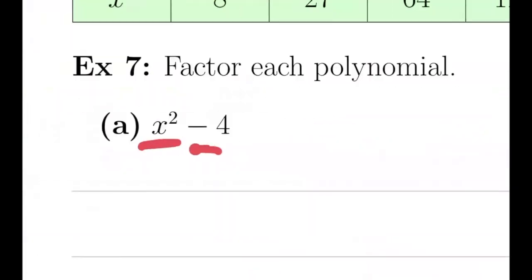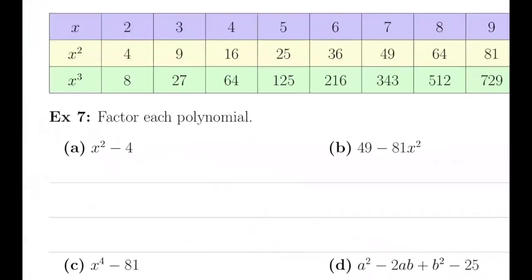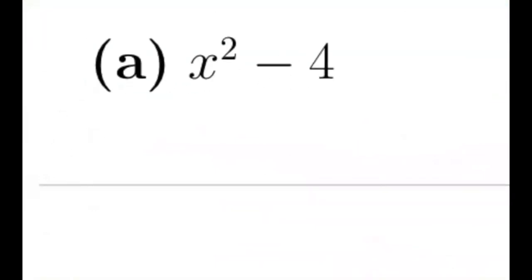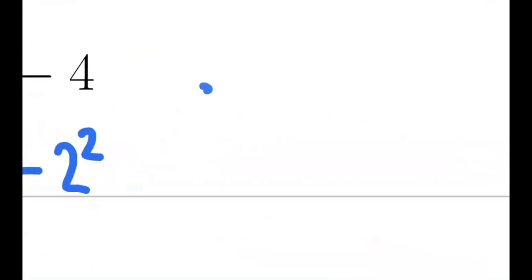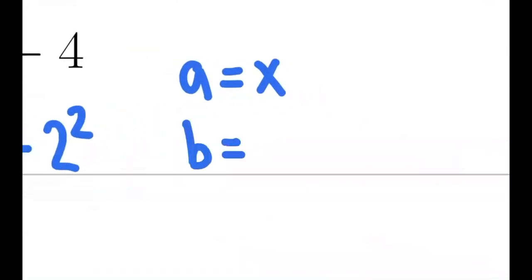So we have x squared minus 4. Does this look like a difference of squares, difference of cubes, or a sum of cubes? Roly-poly, how about you answer? It's a difference of squares. Yeah, because you can write this as x squared minus 2 squared. This is my a squared minus b squared. Notice how a in this case is x and the b is just 2.